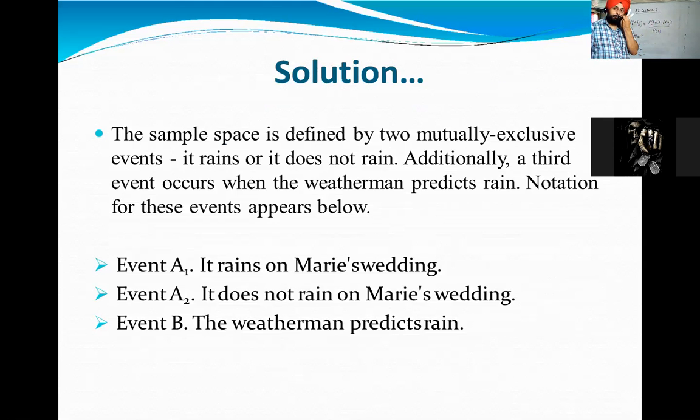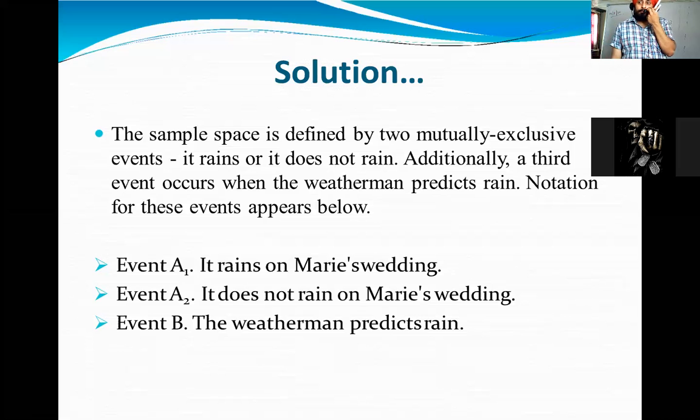So these events are mutually exclusive events. It rains or it does not. Additionally, a third event occurs when the weatherman predicts rain. So the notation was as below. Event A1, it rains on Mary's wedding; A2, it does not rain on Mary's wedding; and B is what the weatherman predicts.